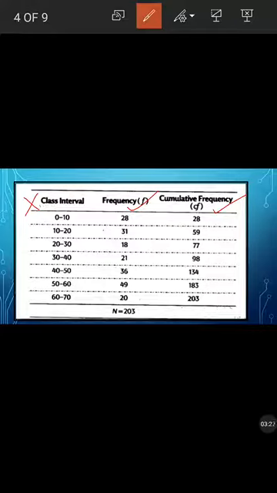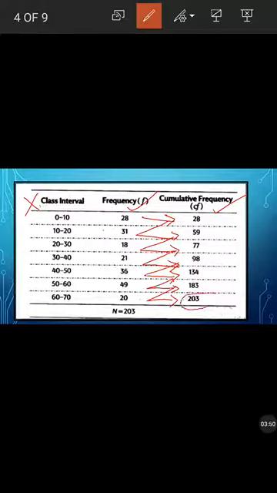The first value, that is 28, we have written here as 28. Then 28 plus 31, that is 59. 59 plus 18, that is 77. 77 plus 21, that is 98. 98 plus 36, that is 134. 134 plus 49, that is 183. 183 plus 20, that is 203.